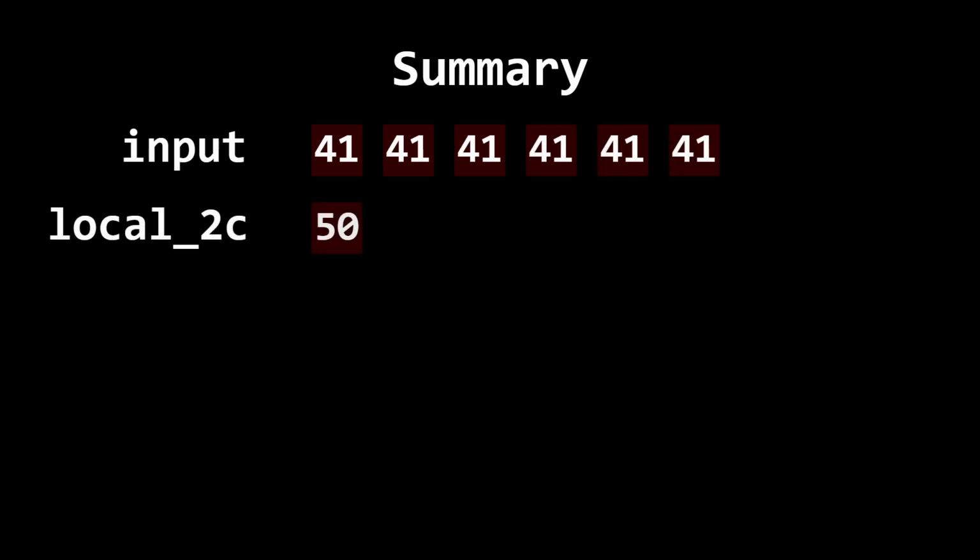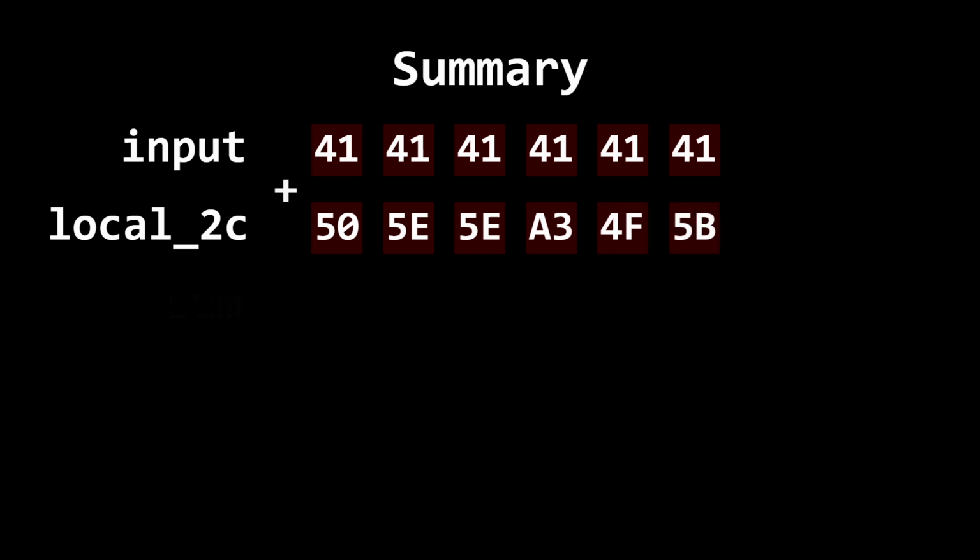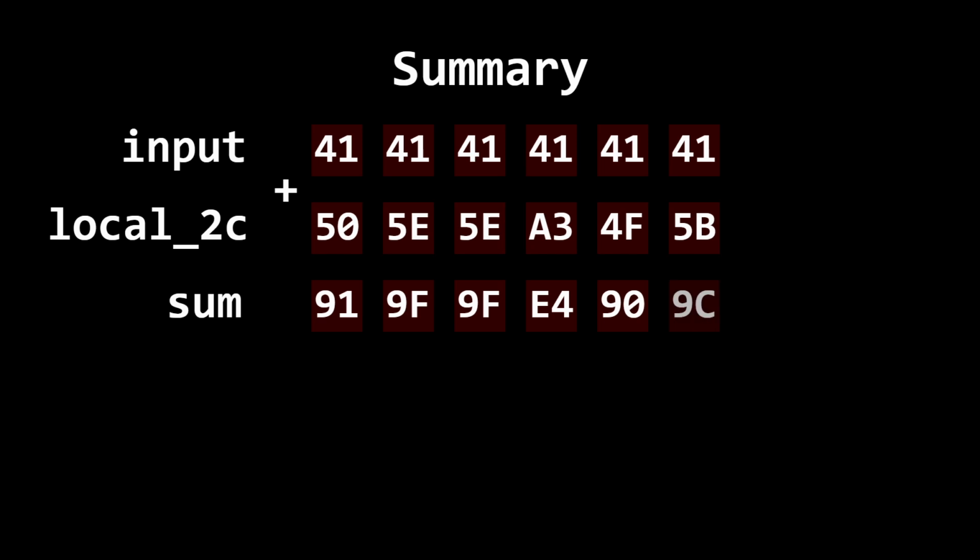Let's summarize what we know. We have our input and we add to each element a byte from the local2c array. And in each loop, we jump the instruction pointer to this area and we try to execute. If we happen to do that for all the values, we get the flag.